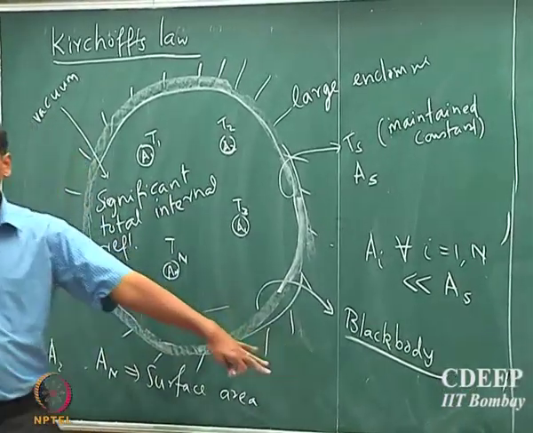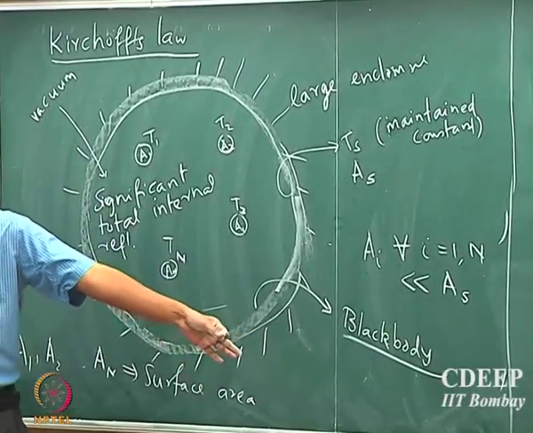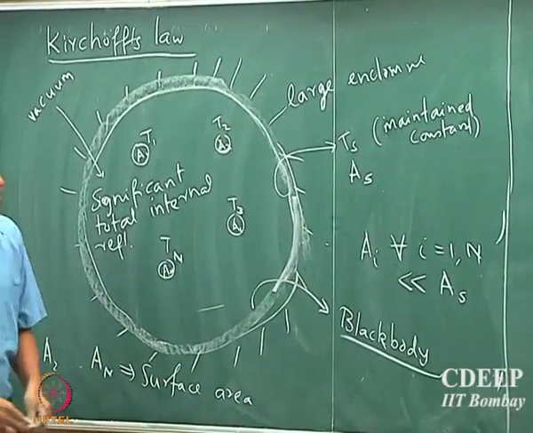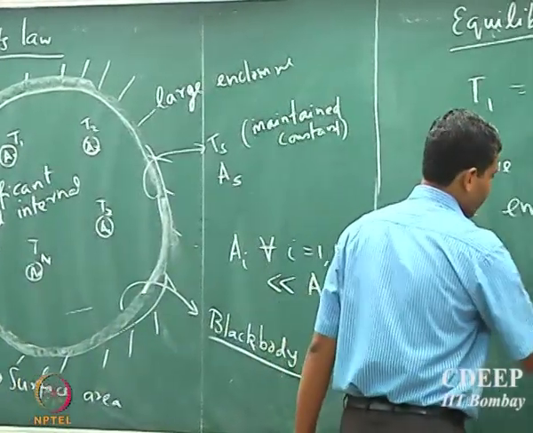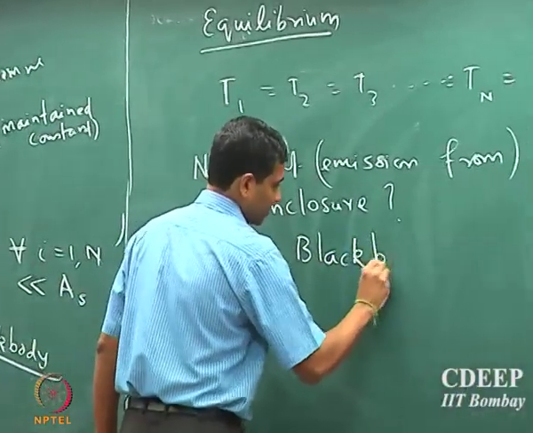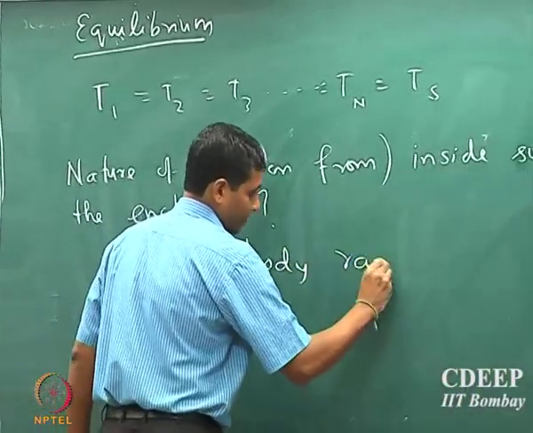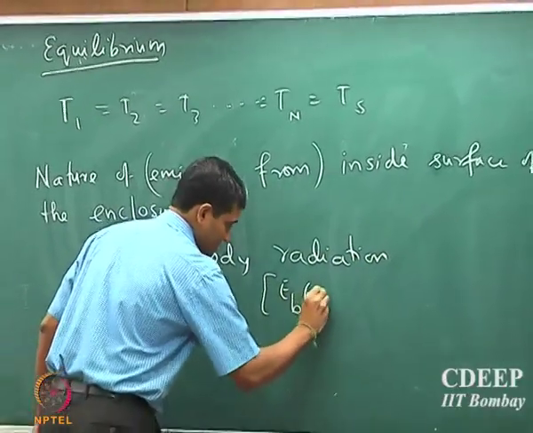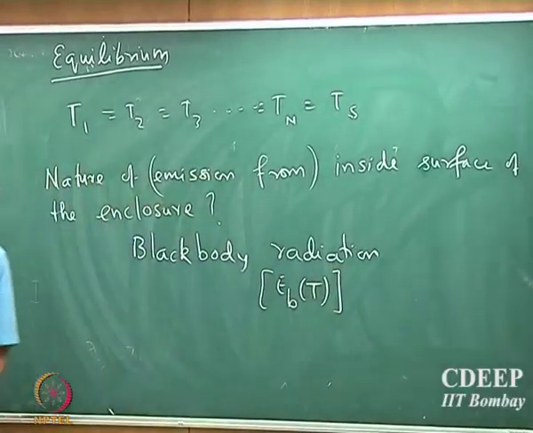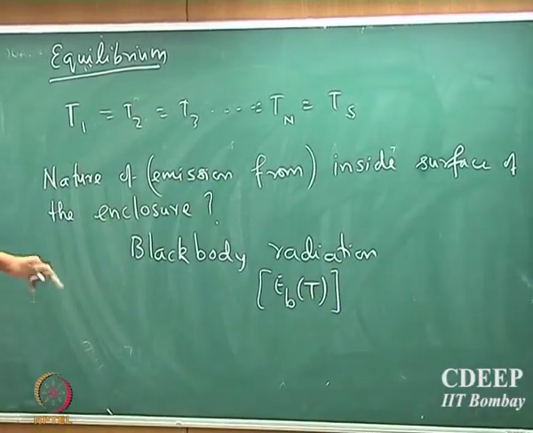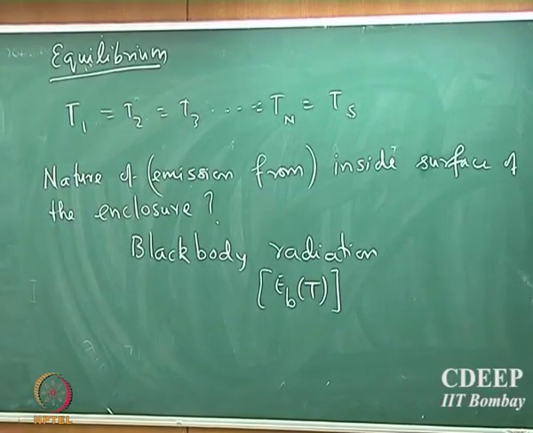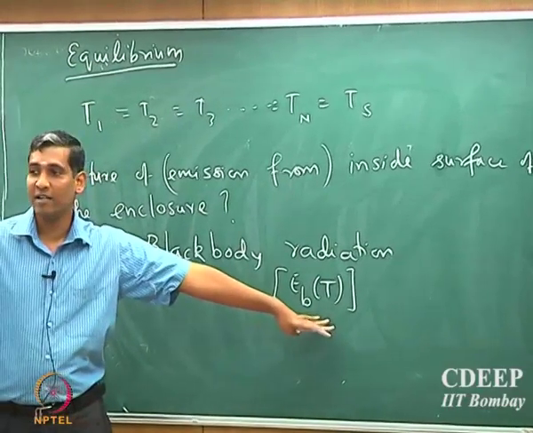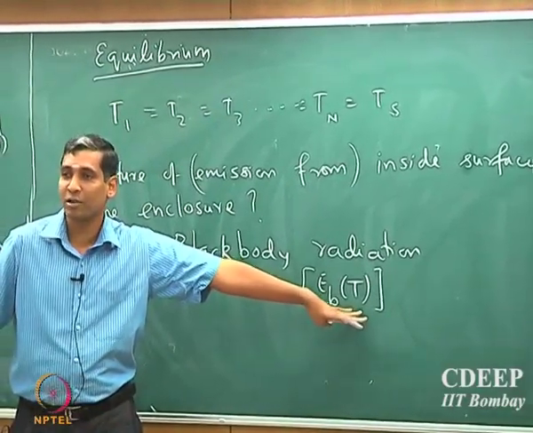So it's going to behave like a blackbody, and therefore the emission that comes out of that surface is blackbody radiation, right? So the total blackbody radiation is going to be EB, which is only a function of temperature. Note that I have already skipped the integrals. When I don't put lambda here and angular dependence, it means it's a total quantity.